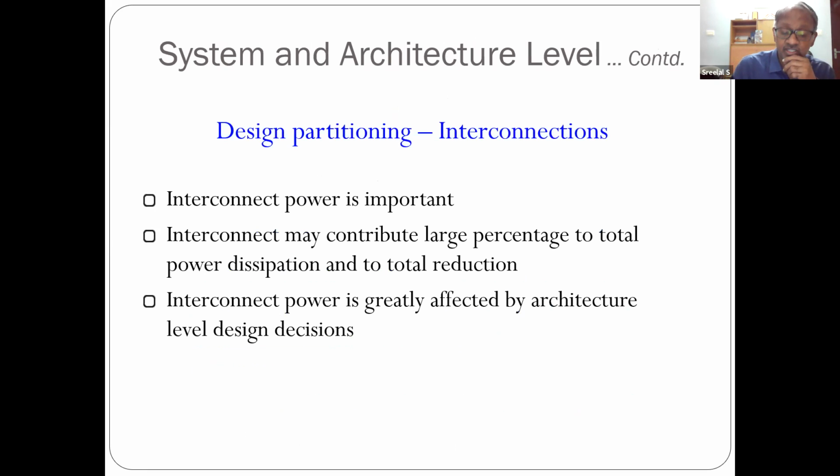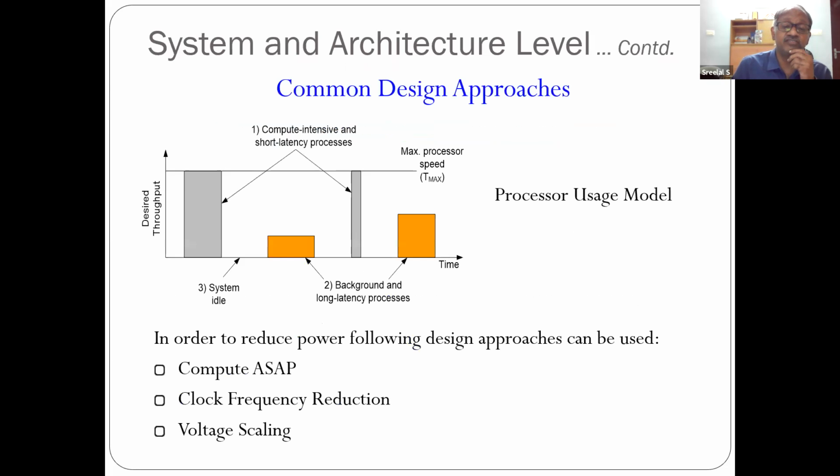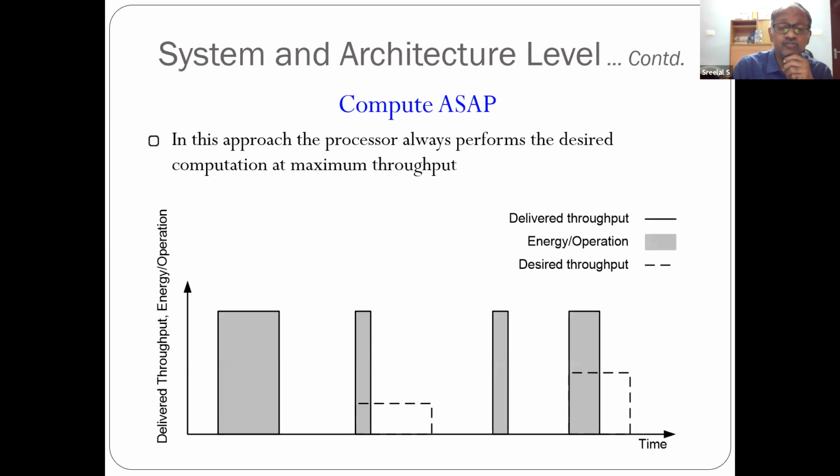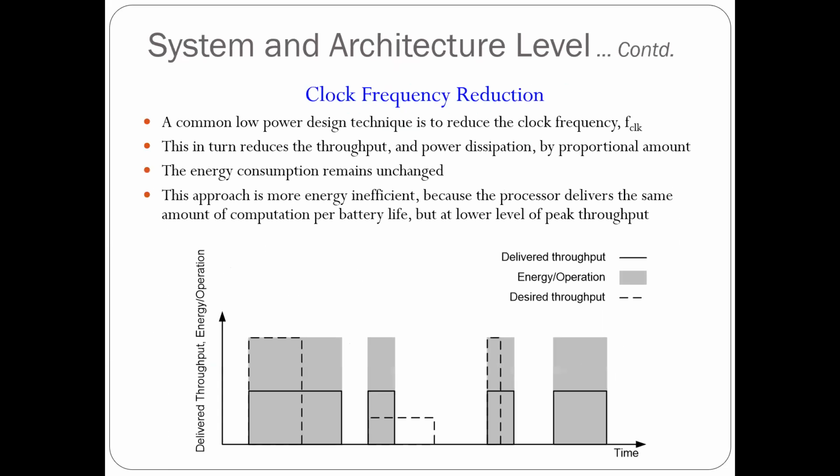Then design partitioning, which leads to interconnections. Interconnect power is important. Interconnect may contribute a large percentage of power. So the interconnect power is greatly affected by the architectural level decisions. So common design approaches are a processor usage model where the system is idle and then background process. So compute as early as possible. Clock frequency reduction, voltage scaling. These are some of the techniques which we have already seen. So this is basically the as-early-as-possible computation technique. We will not go into the details of this.